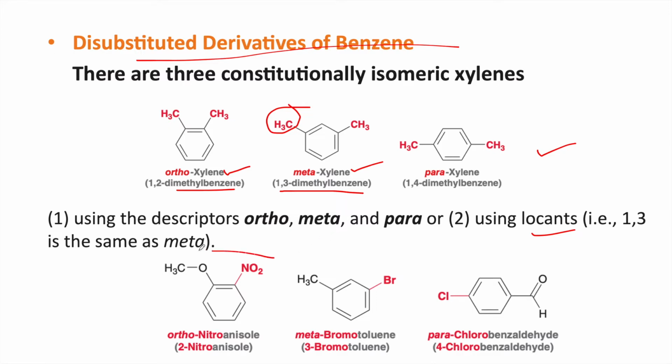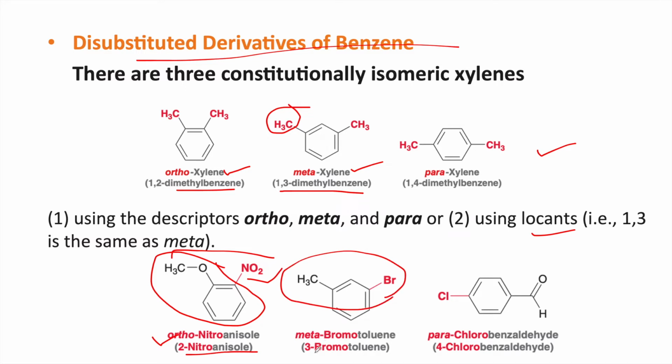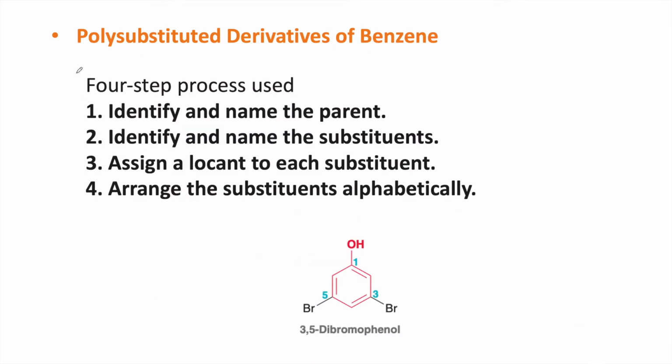So take this example. Here anisole is the parent part and nitro is the substituent. So you can write it as 2-nitroanisole, or you can write it as ortho-nitroanisole. This is metabromotoluene, and this is also called 3-bromotoluene. And this is para-chlorobenzaldehyde, or you can write it as 4-chlorobenzaldehyde.